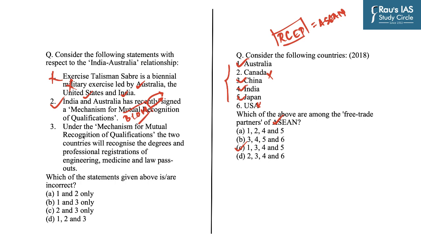Third statement, under the mechanism for mutual recognition of qualifications, the two countries will recognize the degrees and professional registrations of engineering, medicine and law pass-outs, is incorrect, because while the two countries will recognize the degrees, professional registrations of engineering, medicine and law pass-outs will remain outside the framework of this particular agreement. So you can see that when it comes to which of the statements given above are incorrect, first is incorrect, third is incorrect, and hence the right answer, of course, would be B, 1 and 3 only.